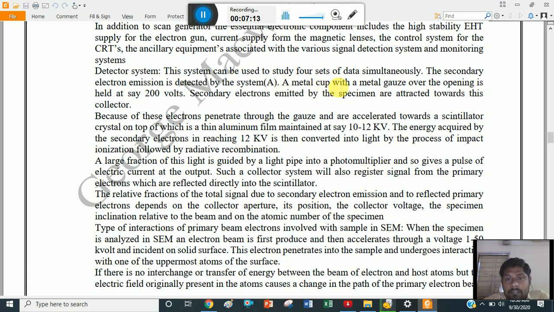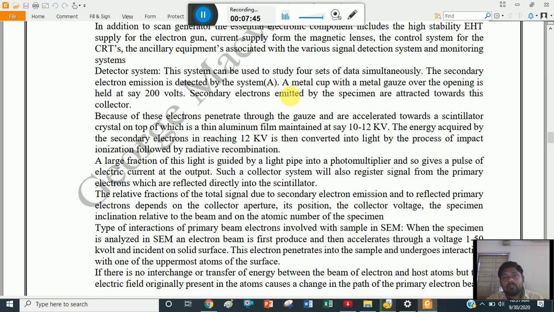A metal cup with a metal gauge over the opening is held at, say, 200 volts. Secondary electrons emitted by the specimen are attracted towards these collectors. That metal cup or metal gauge collects the electrons. The secondary electrons are emitted from the surface of that particular sample, and in that case the signal is secondary electrons which are scattering from the surface.